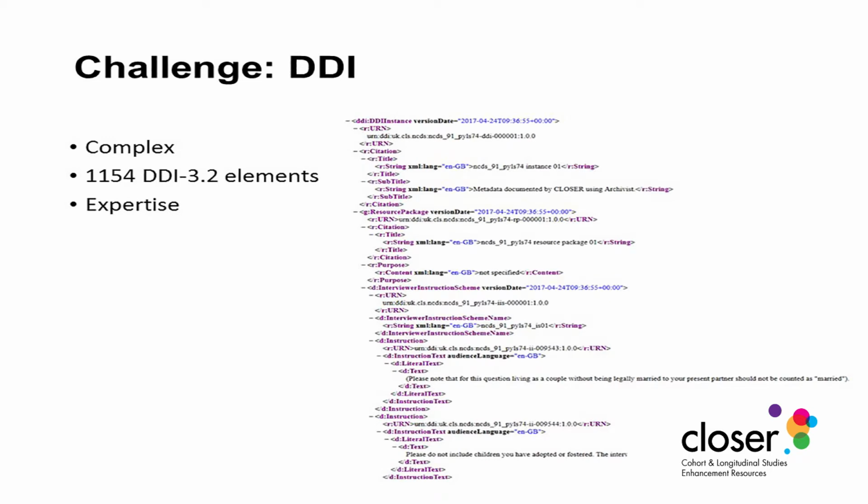One of the challenges is DDI itself because of its complexity. It has over 1,000 different elements, and you really need to be an expert to understand DDI, and this is just a snip of some of the XML from one of the instruments. We've entered just a tiny bit to show you what it looks like.